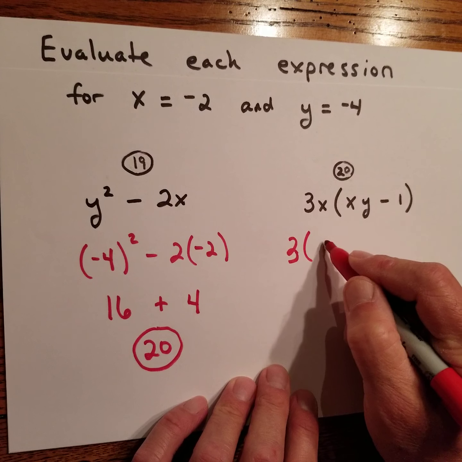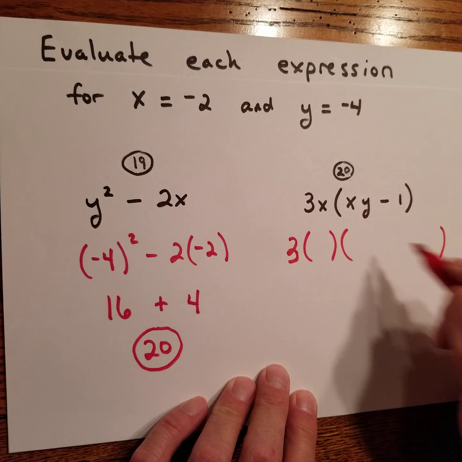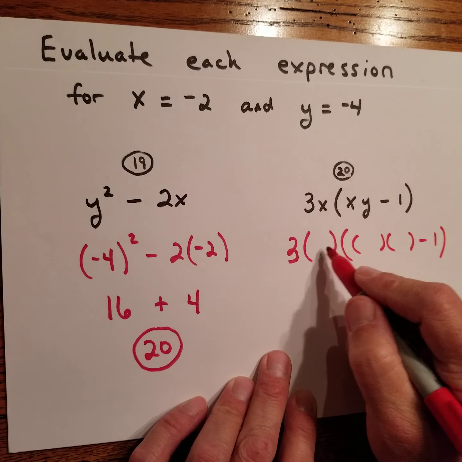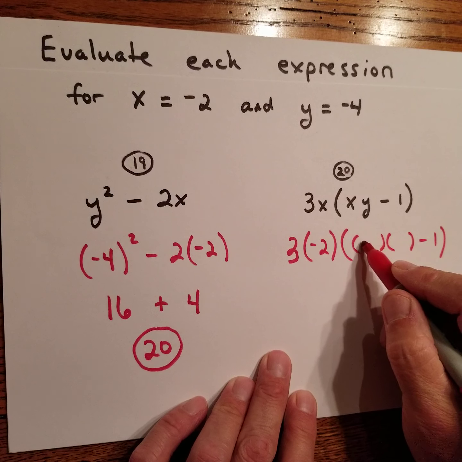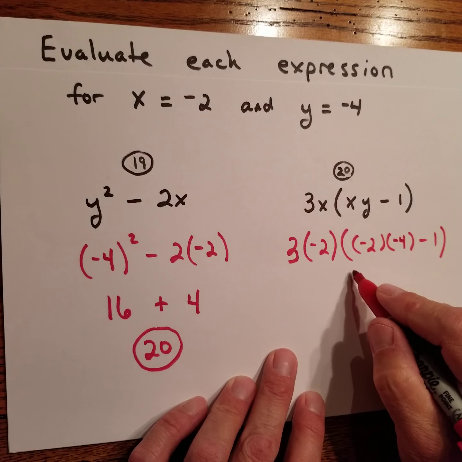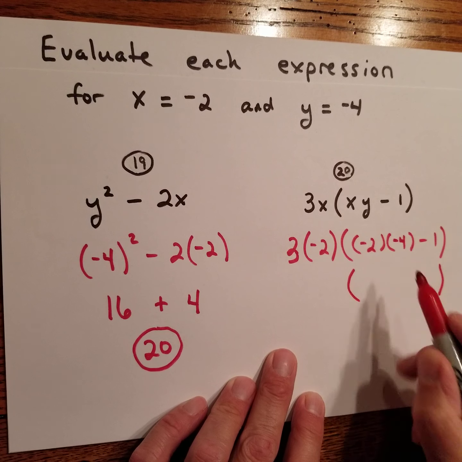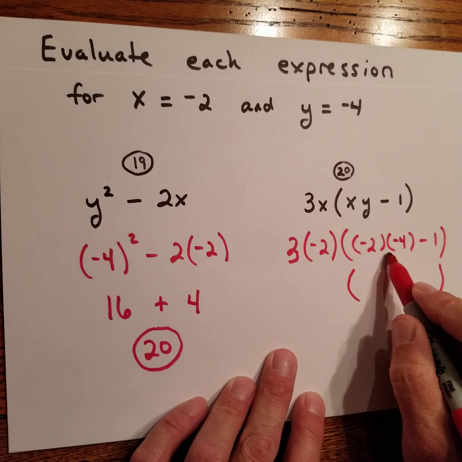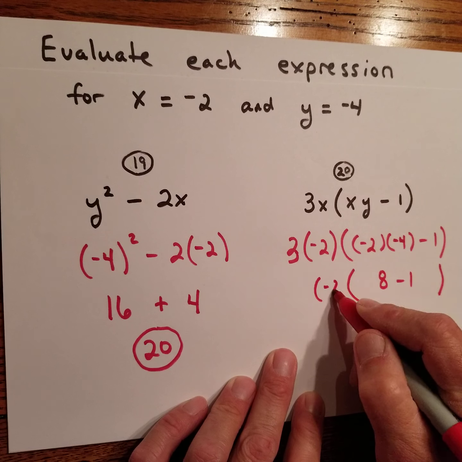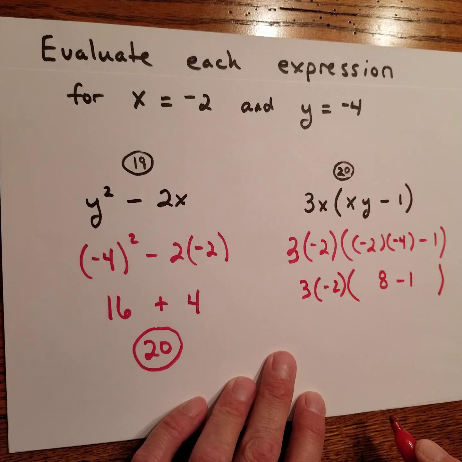Let me set up number 20. Put an x here, put an x here, and a y here. Let's start in the parentheses. Multiply. Negative times a negative is a positive. And I'll copy and copy.